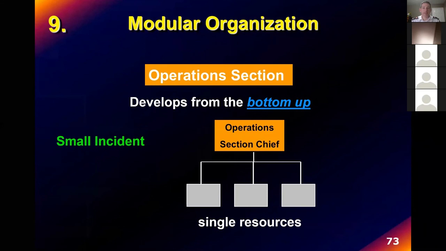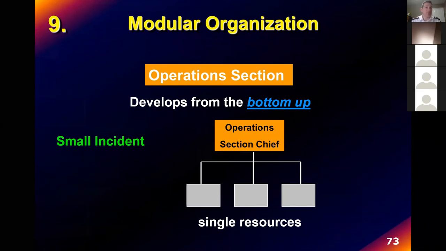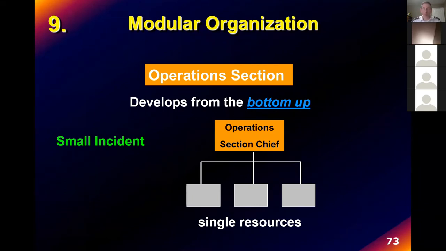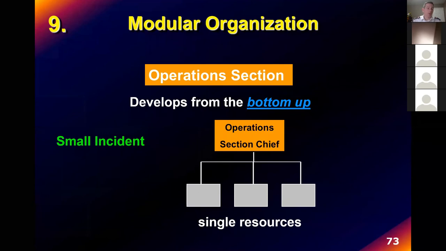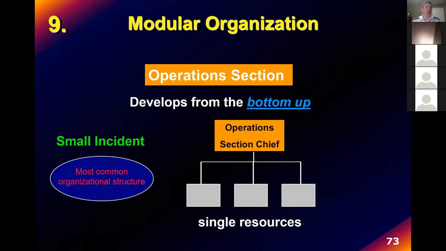For a small incident, we may end up having a situation where a couple of single resources are now reporting to the operations chief, right? So again, the operations section is going to develop depending on the type of incident, the agencies involved, what our objectives and strategies are, and basically, what can we do with the resources that we have? So this is really the most common organizational structure in ICS.